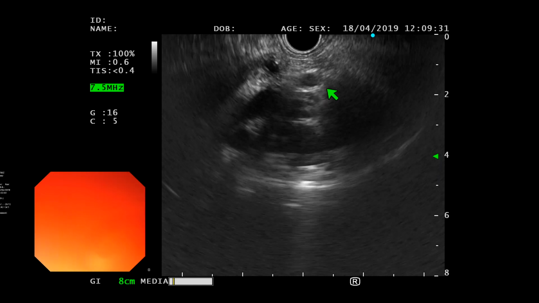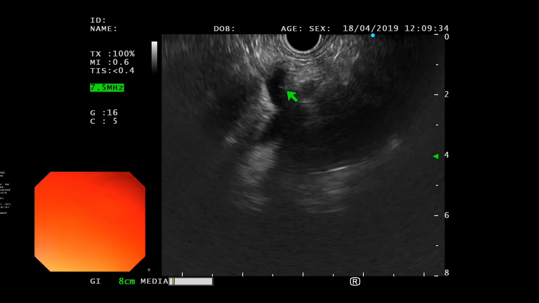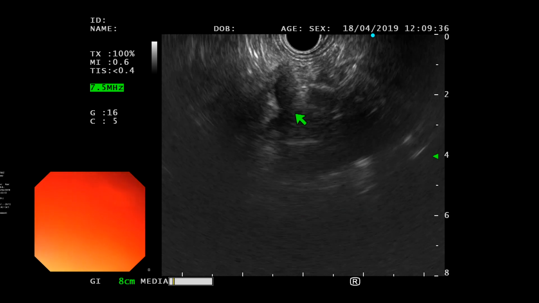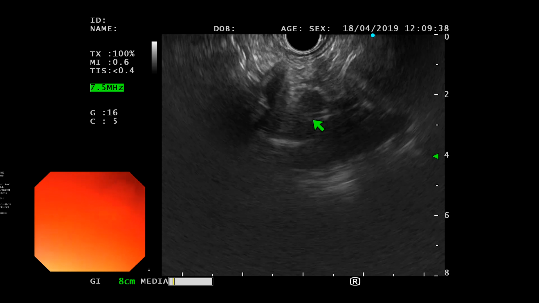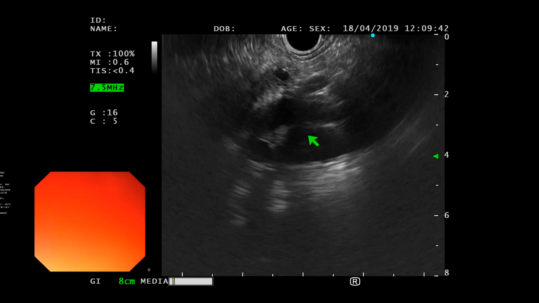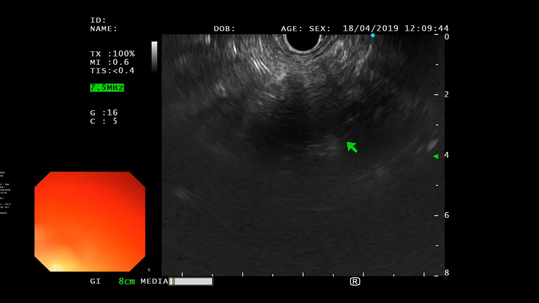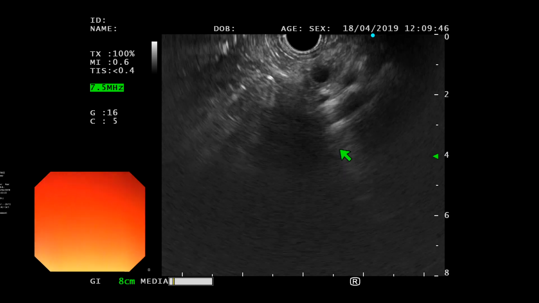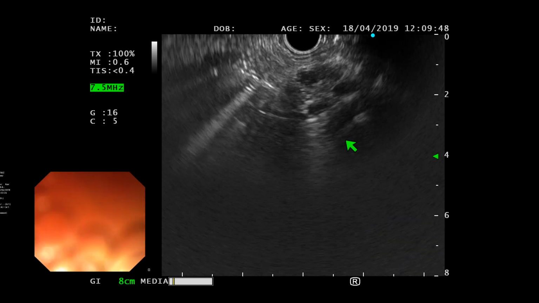See? This is going down. This will be the splenic confluence. The ampulla will be lower down. I don't know if that's so. So here, basically now go clockwise for a second.